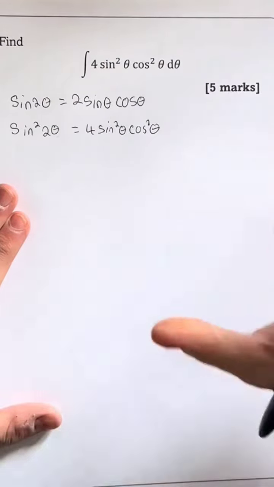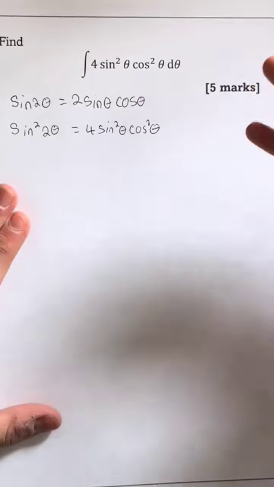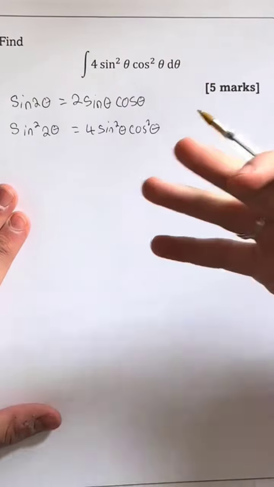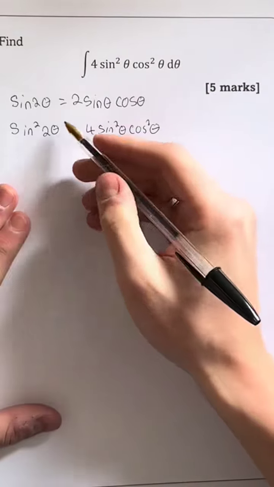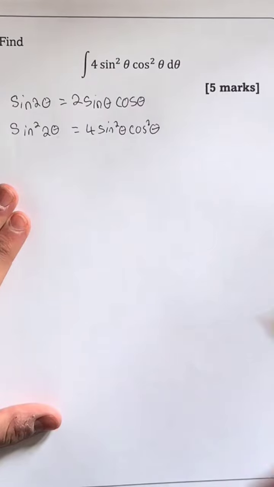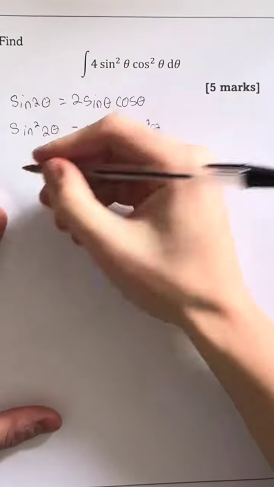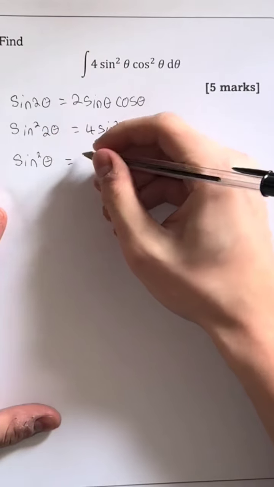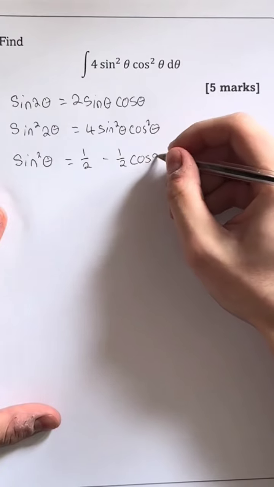Now, this is still not something we can directly integrate, but you should be aware at A-level maths how to integrate sine squared theta. You should know that you need to use the cosine double angle formula in order to integrate this. Now, we don't have sine squared theta, we have sine squared 2 theta, so we just have to be a little bit careful about that. But let's go ahead and write down our relationship that comes from the double angle formula for sine squared. So we have sine squared theta is 1/2 minus 1/2 cos 2 theta.